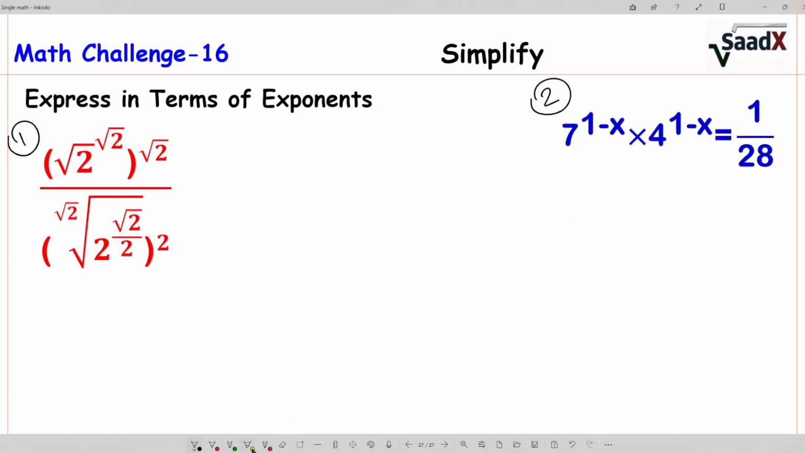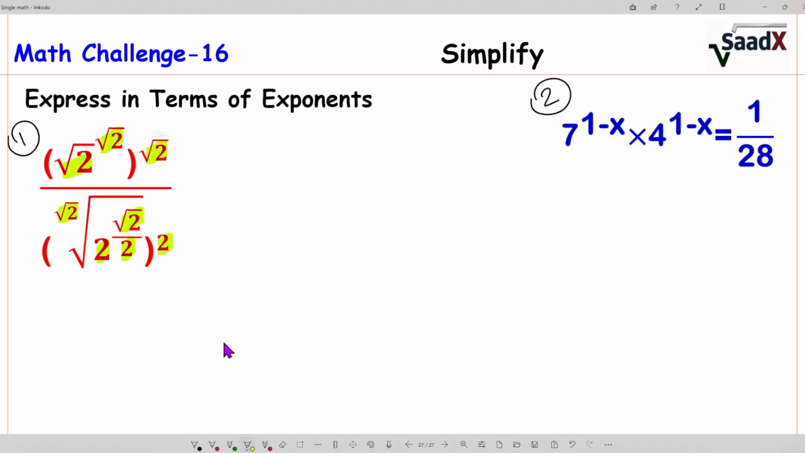In terms of exponent, we are going to simplify two questions in this video. Let's start with the first one. This is a nested square root. First, root 2 to the power root 2 whole to the power root 2, over root 2, it's the nth root, right? 2 to the power root 2 divided by 2, whole to the power 2.